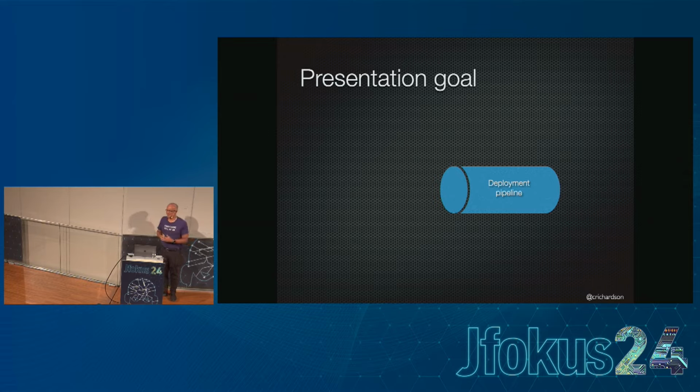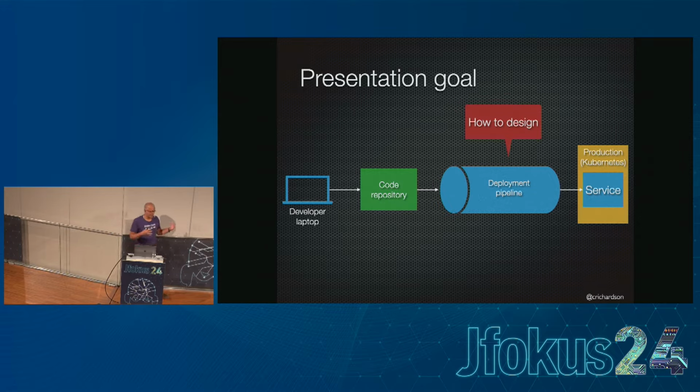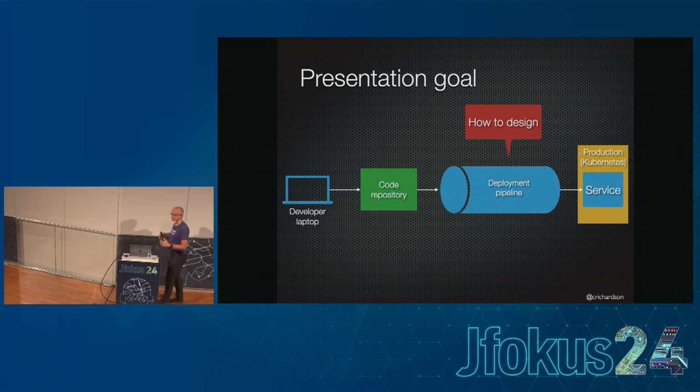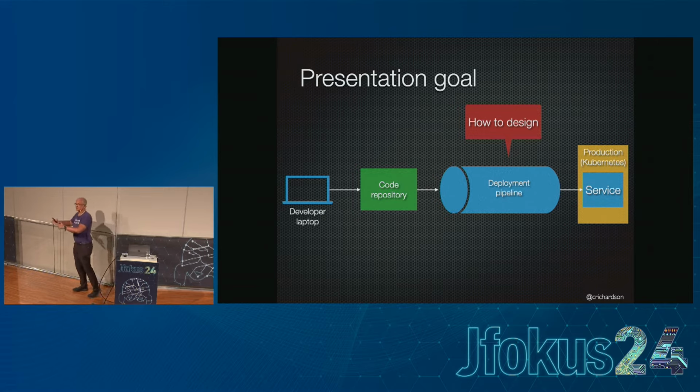This time it's a cylinder, which is the visual representation of a deployment pipeline, which is the path that changes take from the developer's laptop into production. So you do a git push, that goes to a code repository, that triggers a deployment pipeline that ultimately ends up deploying those changes into production.